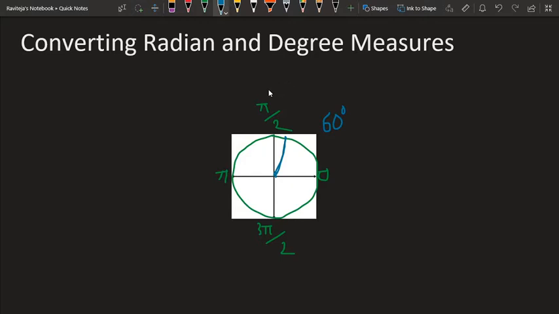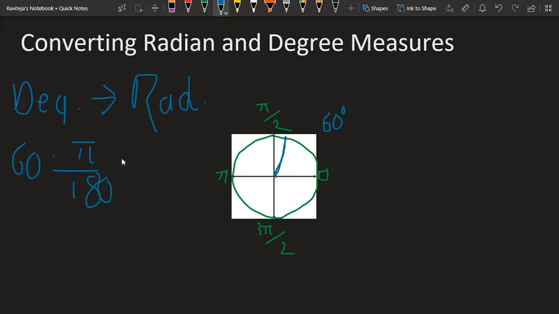Well, to do that, it's actually pretty easy. All we have to do is use a specific formula. So if you're converting from degrees to radians, all you have to do is take the degree measure given to you, so in this case 60 degrees, and multiply that by pi over 180. Well, if we follow that throughout, we get 60 pi over 180, and then 60 pi over 180 can be simplified to pi over 3.